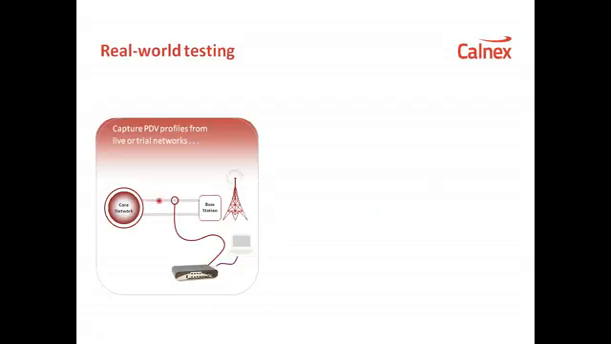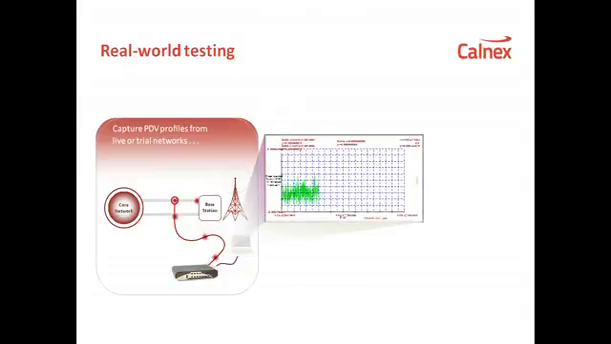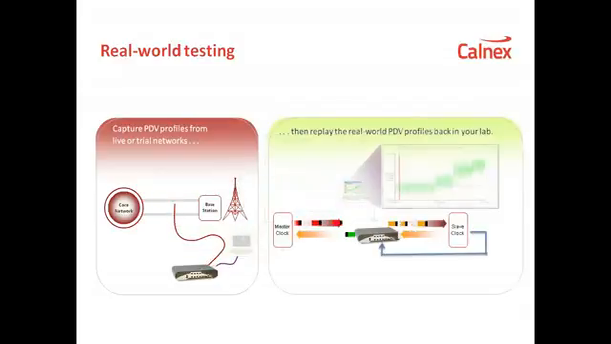There is an extension of that initial lab test, which is to test the ability of the slave to work under real network conditions. After doing the test cases specified in the standards, you can then use the Paragon product from Calnex to capture packet delay variation profiles from real networks, including your own network, and then replay these very profiles back in the lab and measure the recovered clock from the slave.